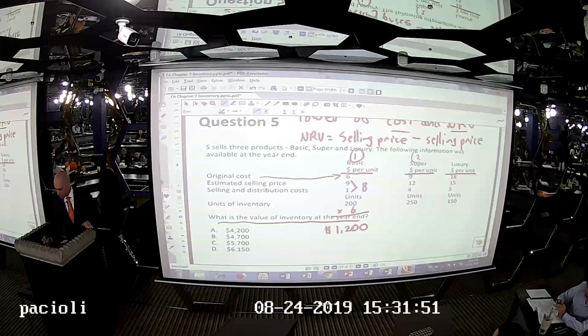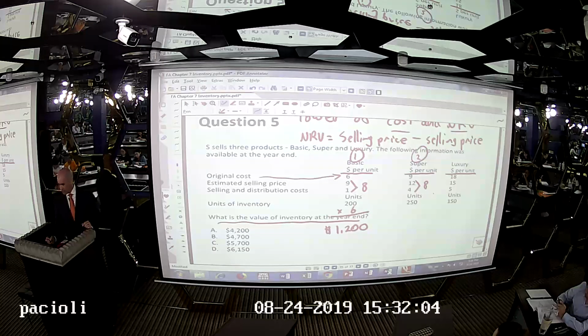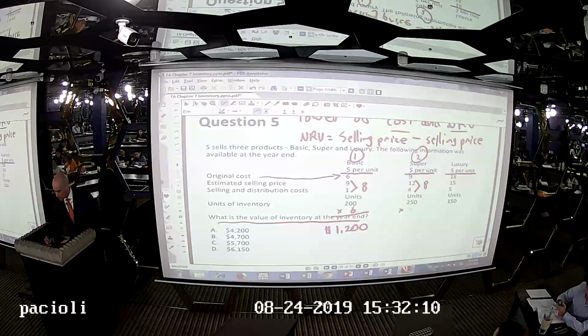For the second inventory here, super inventory, the cost is 9. The net realizable value is the selling price minus selling cost, which is 8. So what is smaller, 9 or 8? The NRV is smaller, so times 8. So that gives us 2,000.